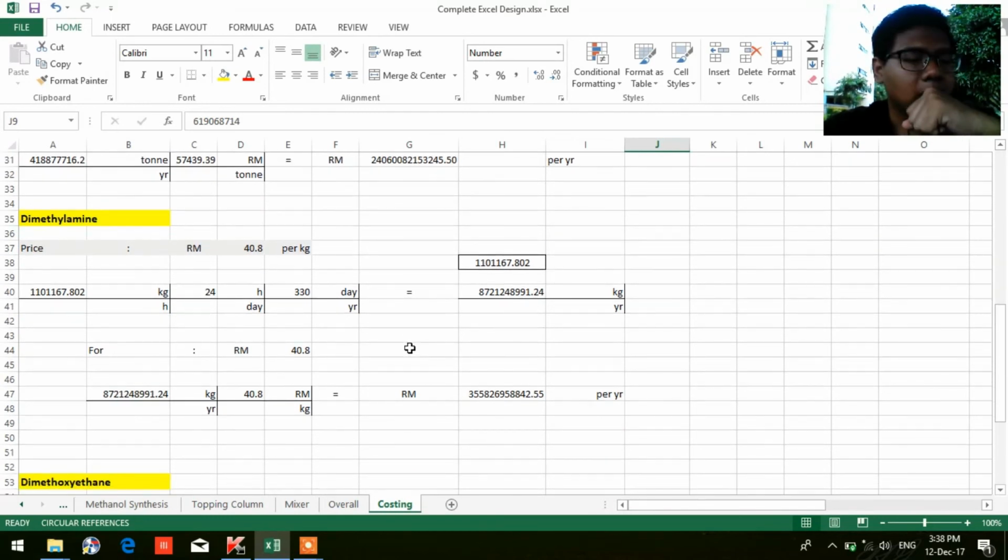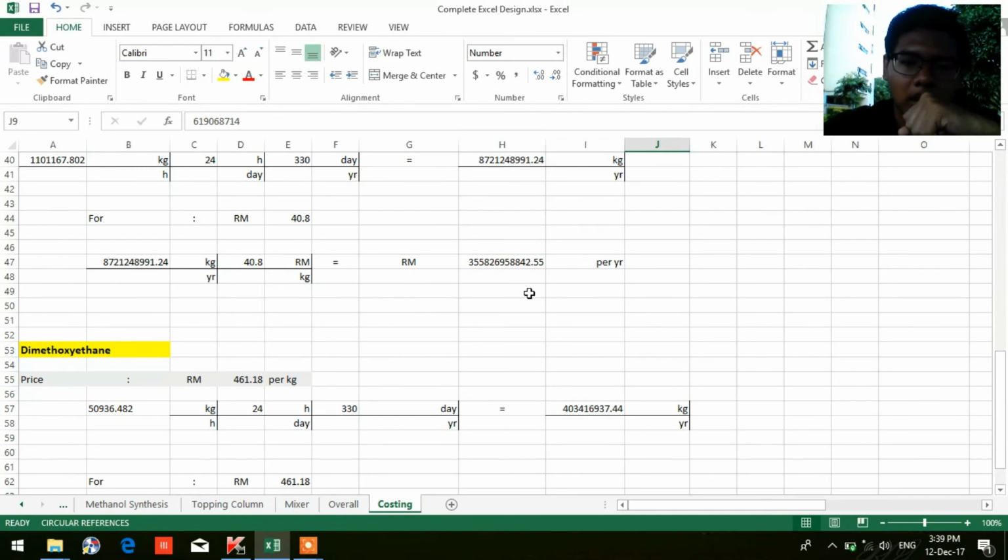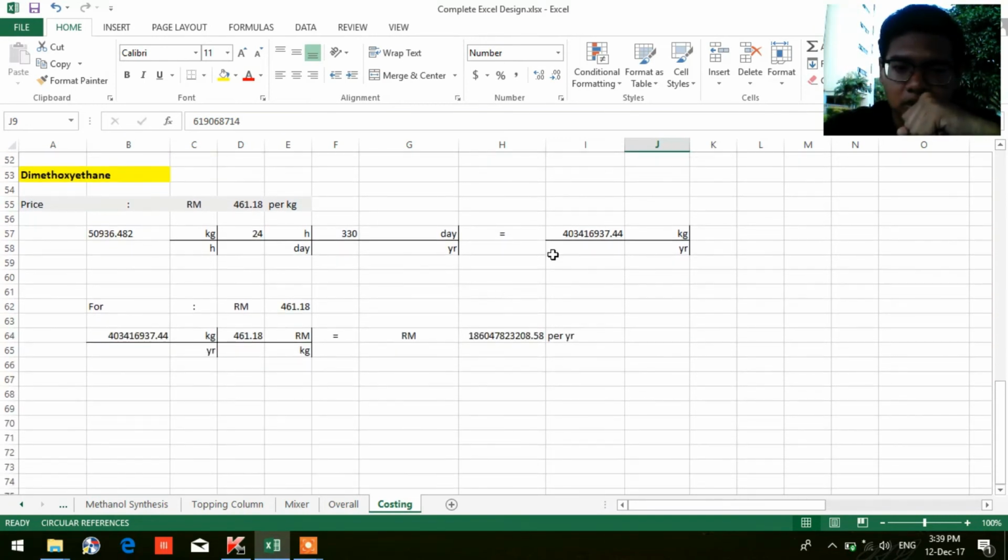And for the solvents, dimethylamine and dimethoxyethane: dimethylamine is 40.8 ringgit Malaysia per kilo. So we use around 87.1 kilogram per year. We multiply it and we will get around 356 billion ringgit Malaysia per year. And for dimethoxyethane, we use about 400 million kilogram per year, and we multiply with the price, we will get around 186 billion per year.